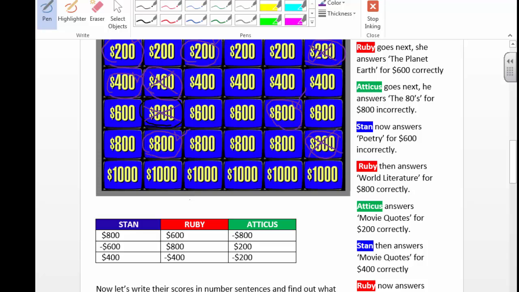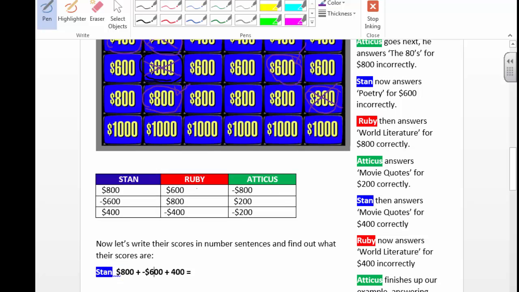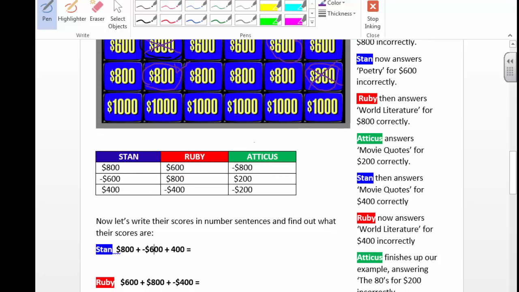Her second question, she answered correctly for $800, but her final question, she answered incorrectly, so we're going to put a minus $400 there. All right, let's review how Atticus did. Atticus' first question, he got incorrect, so we got a minus 800 here. The second question, Atticus got correct, and we put a plus 200 here. And his final question, unfortunately, he also got incorrect, and so we're putting a minus $200 here.